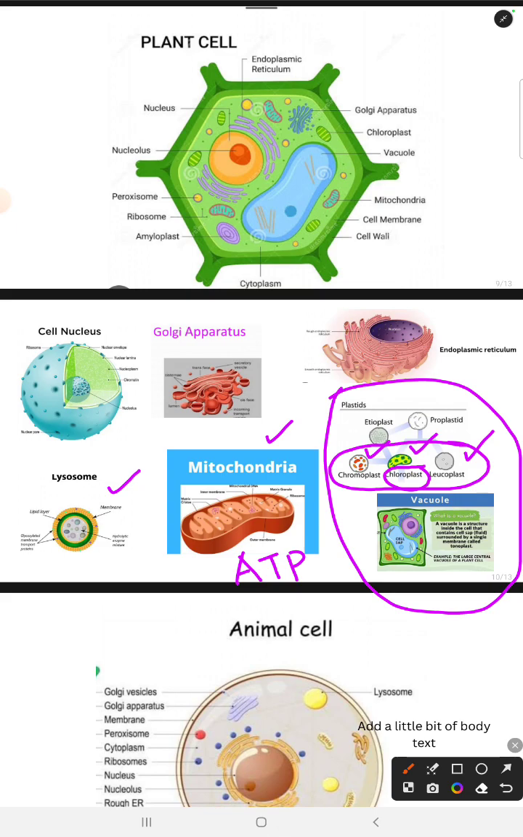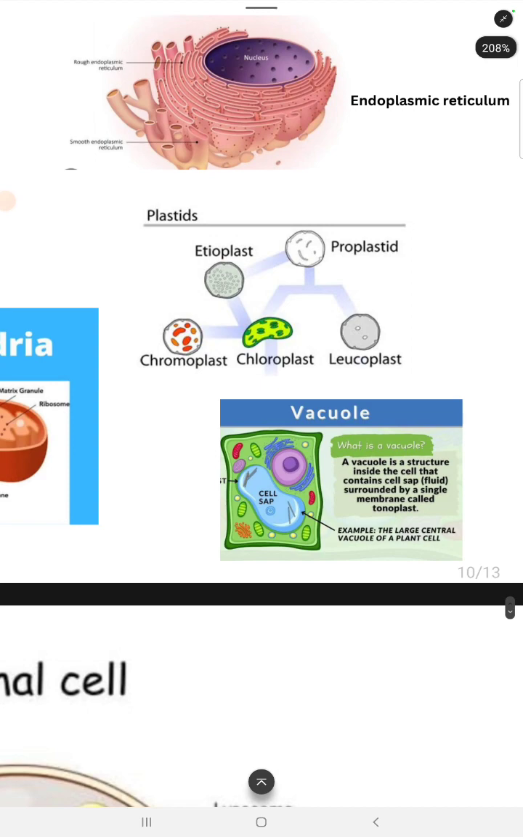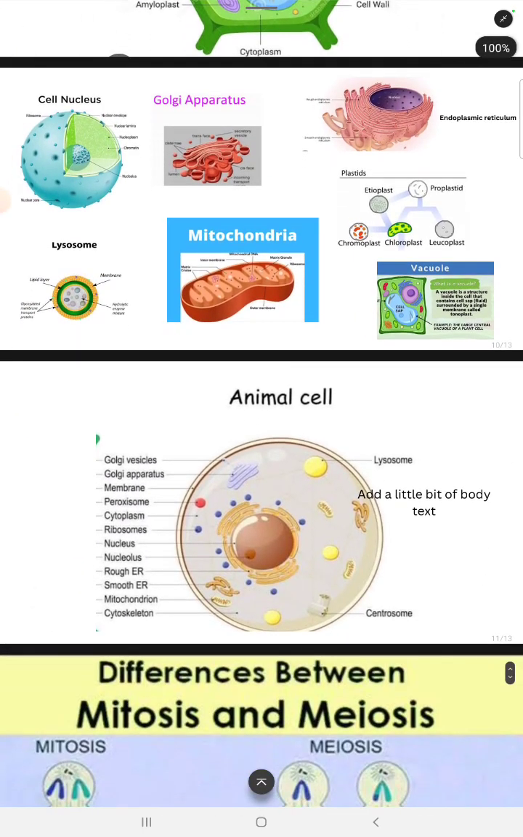This is how the plant cell is working, and I have already discussed vacuoles and how they help in making the cell turgid and strong. A vacuole is a structure inside the cell that contains the cell sap or fluid, surrounded by a single membrane called the tonoplast. Now the animal cell.